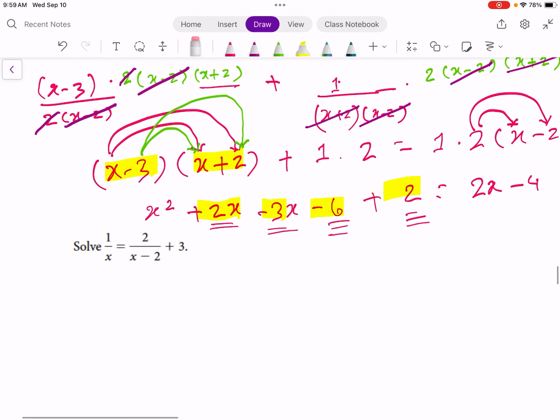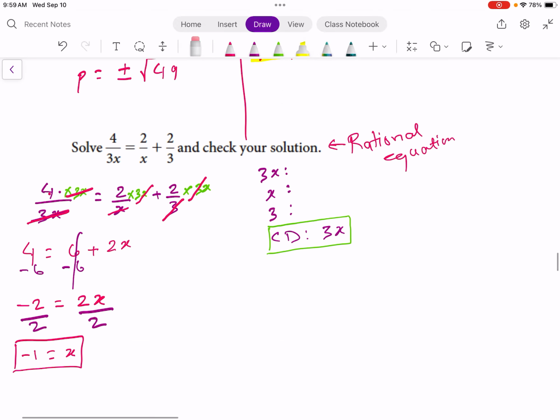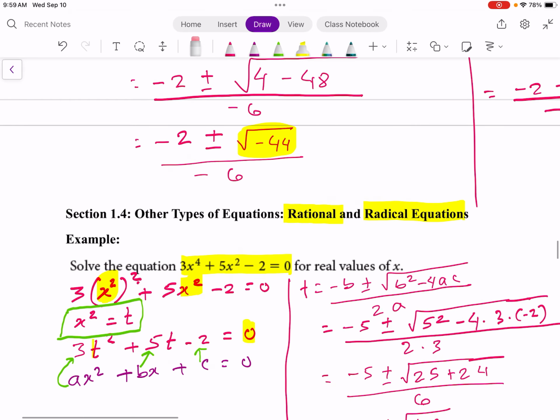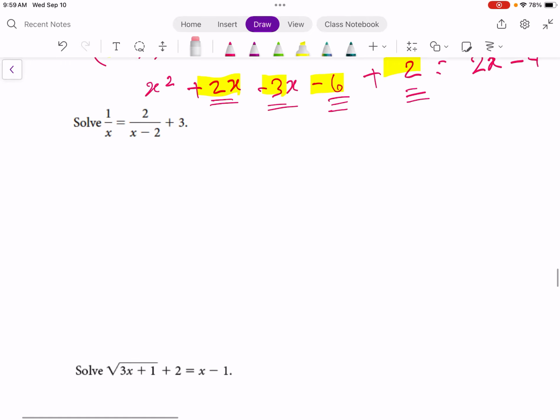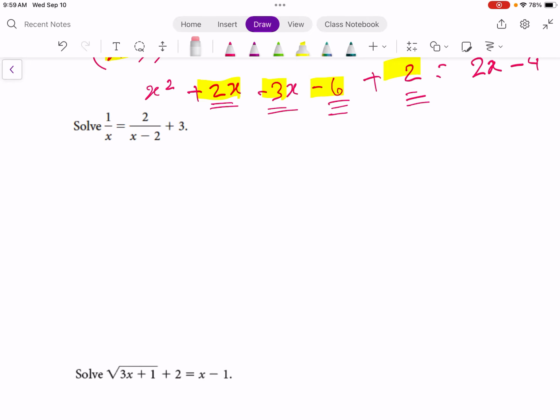In this section we are trying to solve rational equations and radical equations. Okay, we do have one more rational equation. So this is our rational equation and we have to solve it. Solving means we are trying to find a value of x such that when we substitute the value of x in this equation we get a true statement.